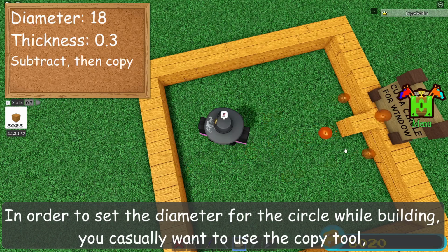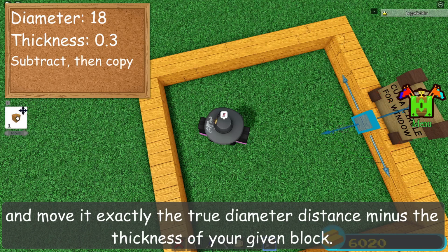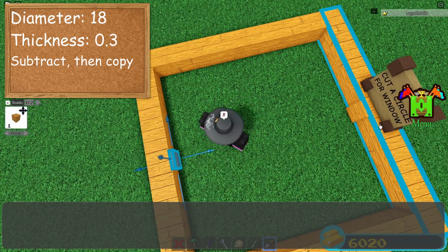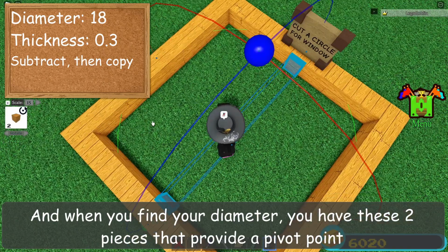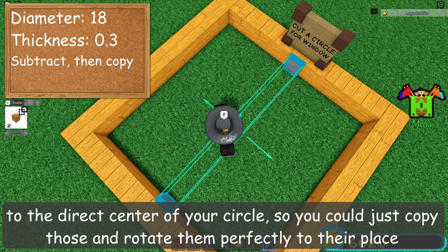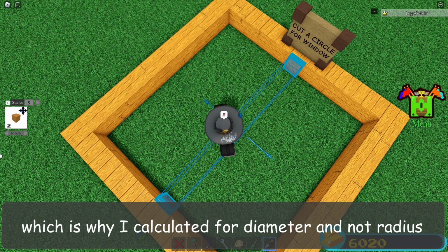In order to set the diameter for the circle while building, you casually want to use the copy tool and move it exactly to the diameter distance minus the thickness of your given block. And when you find your diameter, you have these two pieces that provide a pivot point to the direct center of your circle. So you can just copy those and rotate them perfectly to their place, which is why I calculated for a diameter and not radius.